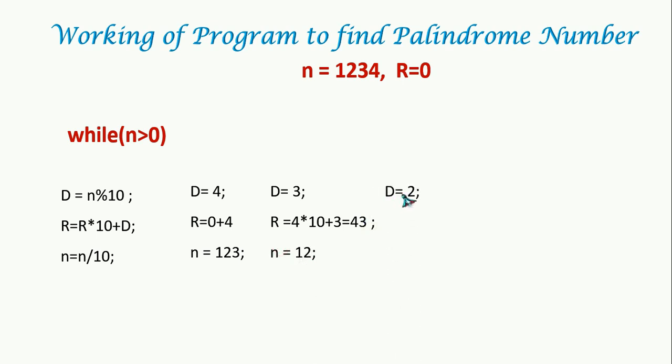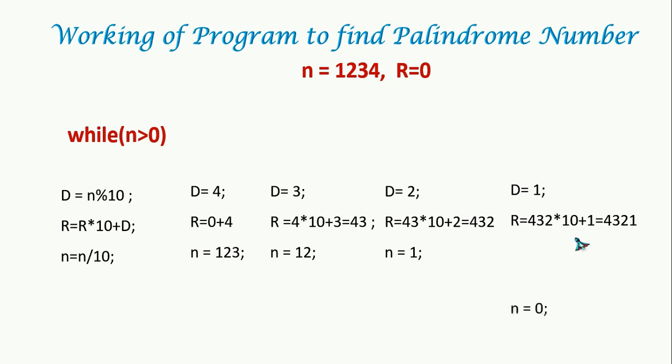The third round d becomes 2, and then 43 we already have, into 10, so 43 becomes 430, and then this last digit is going to be added to this. It has become 432. Now n is equal to 1. Now the last digit is 1. We are going to multiply this r into 10, that is 432 into 10 plus 1. So it becomes 4321. Then when we divide that 1 by 10, it becomes 0, which is false. Then it comes out of the loop.